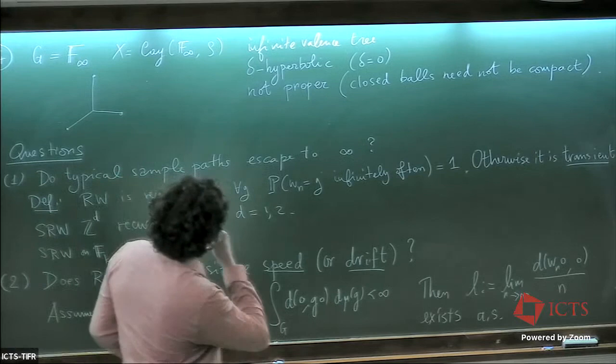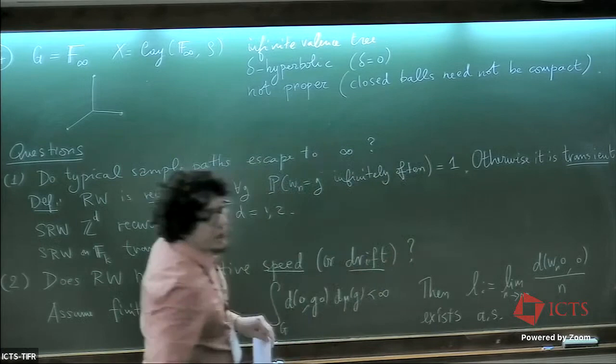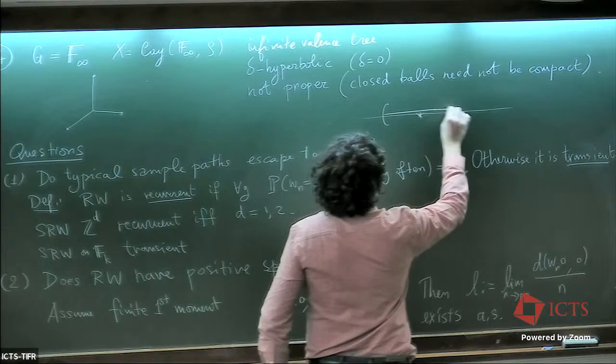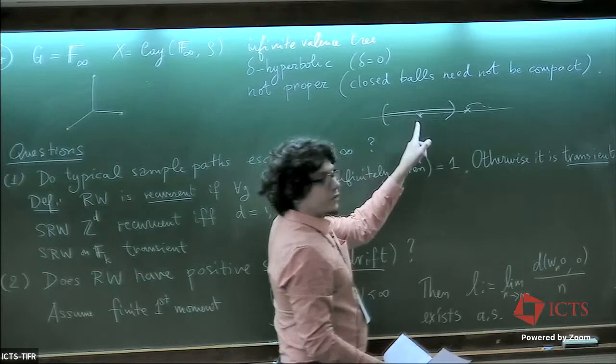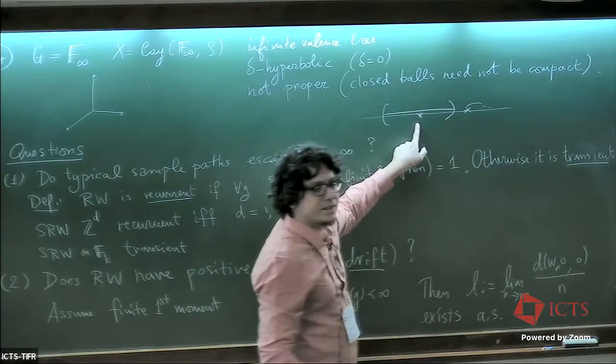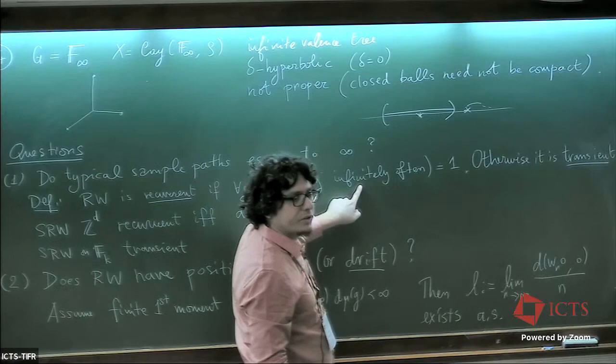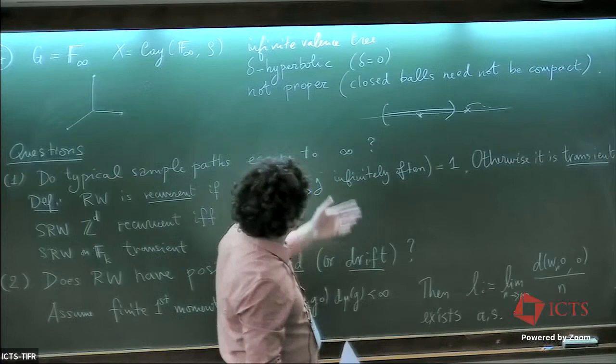Being transient means that it escapes every compact set. So for a given compact set, whatever compact set you fix, at some point you're going to be outside of this compact set forever. And if you have a probability of returning, then you do it again. If the probability of returning once is one, then the probability of returning twice is also one, and so the probability of returning infinitely often. So this is a consequence of the Markov property of the walk. Make sense?